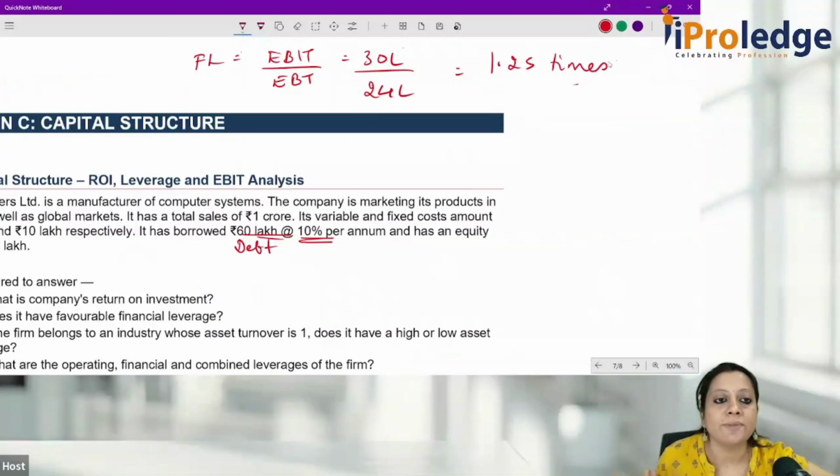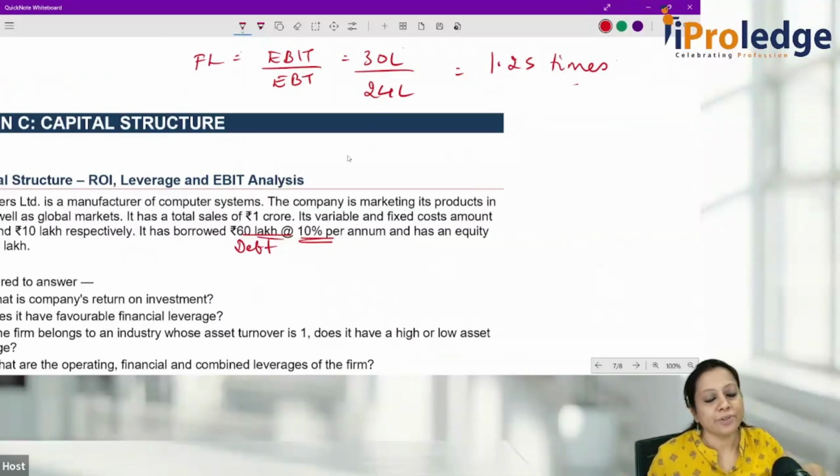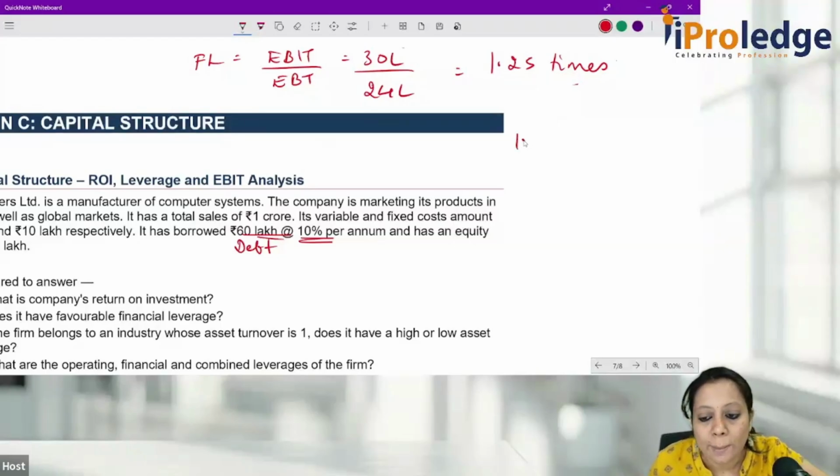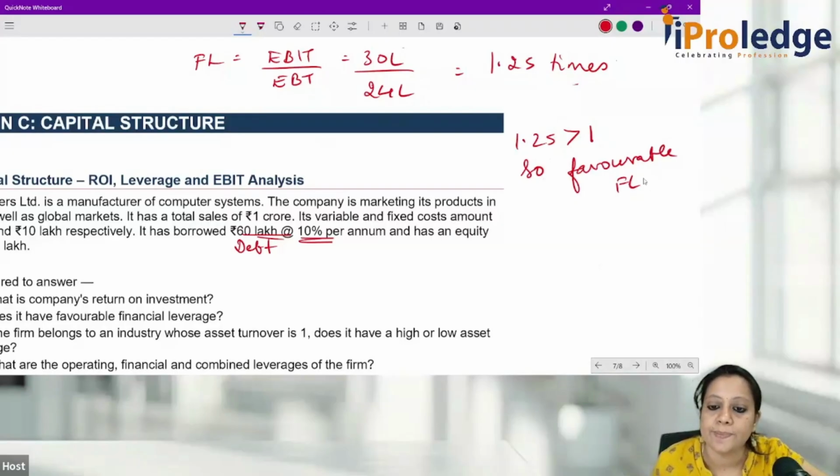Now, the question is not just what is financial leverage, but is it favorable? It is greater than 1, so we will say it is a favorable leverage. Why? If it is lesser than 1, what will happen? My commitment may be really high. So 1.25 times is greater than 1, so it is favorable financial leverage.